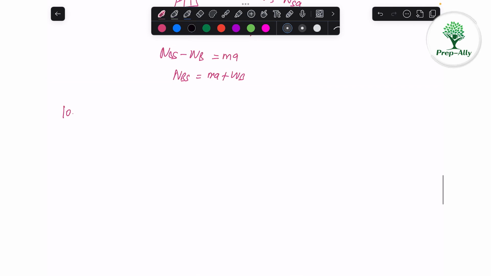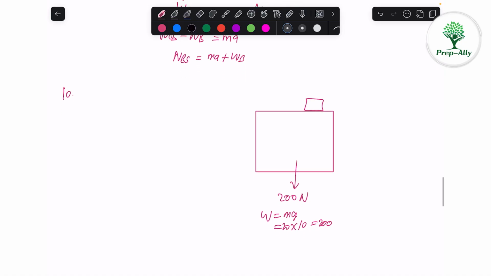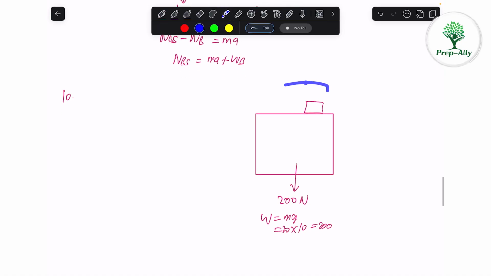In the 10th question, the first option is that if the total weight of bricks and table is 20 kilograms, this is the table and these are the bricks. If the total weight is 20 kilograms, then the net force downwards due to weight is actually 200 newtons because weight is equal to mg. So 20 into g value, which is 10 here. That's why it is 200. So if the total weight of bricks and table is 20 kilograms, we can take this as a system and the weight will be 200 newtons.